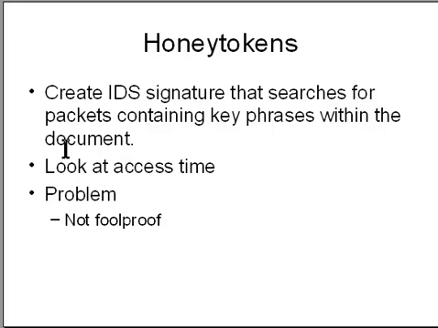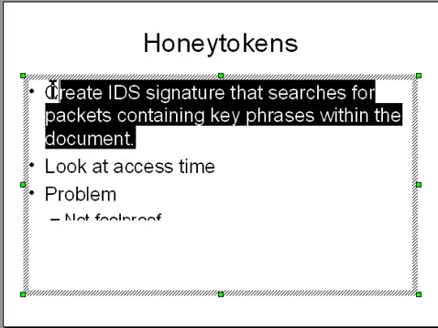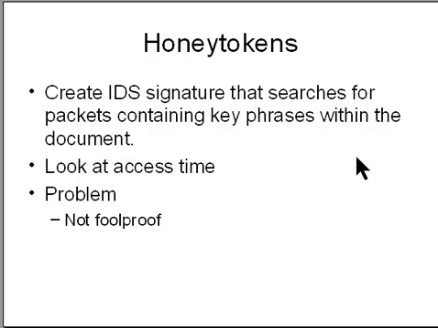Or we can look at the access time. Anytime somebody views or copies that document, the access time will be updated. So if either of those things occur, and this is a very simple thing to do, that's an indication that somebody's accessing that document. However, this isn't foolproof because, for example, the attacker may have encrypted the document, and so the IDS isn't going to catch that packet signature. And for the access times, there are ways of changing that back to the original date and time so that won't be an indication.